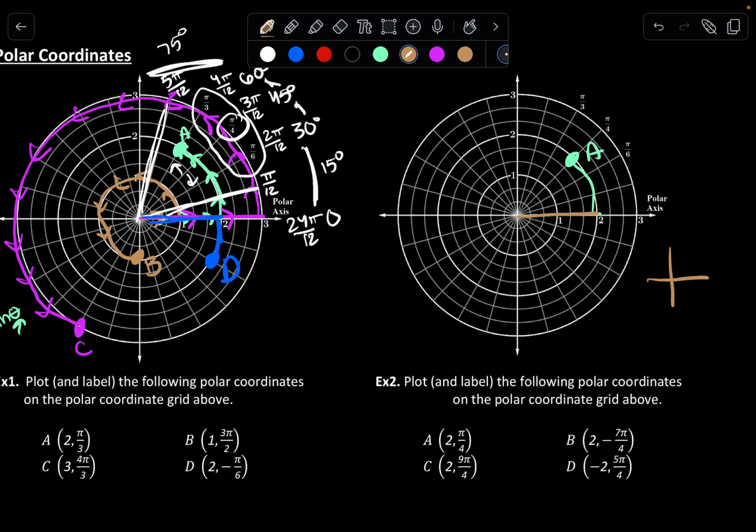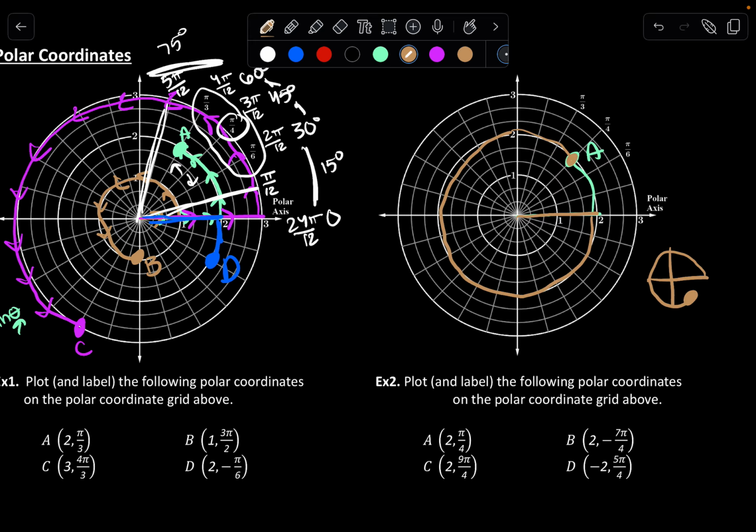So 7 pi over 4, if I think about the positive, I pass 1, 2, 3.5 quadrants. So I'm going to do the same thing in the opposite direction. I go 1, 2, 3.5 quadrants, and I'm actually going to be coterminal to the first one. So this point is also B.